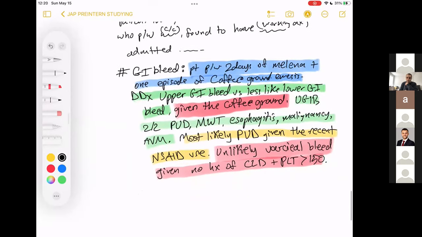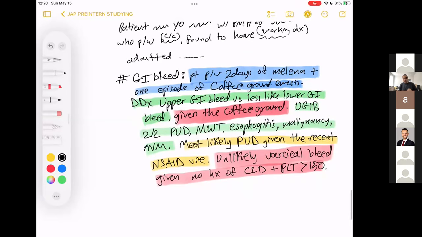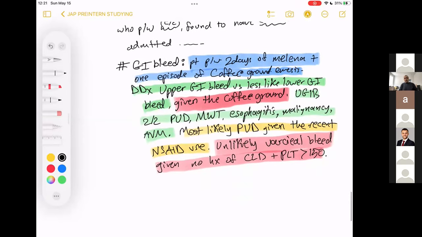Okay. And this will also be written in the HPI, am I right? I'm writing to you what you're going to write. This is not just what you're going to present, this is what you're going to write. This is what goes into the chart, essentially.